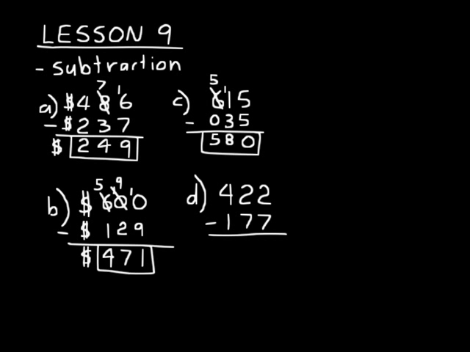Let's do another one. 422 minus 177. So we look at our ones column. We're trying to take 7 from 2. That won't work. So we need to borrow from the tens column. We need to borrow 10. And so we're taking 1 away, so that would leave us with 1 there, or 10. We're giving 10 over here, so that makes that a 12. 12 minus 7 is 5.